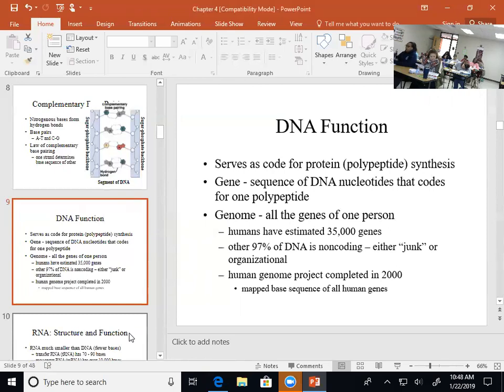Okay, so I want you to have a basic definition for genome. A genome is really all the genes of one person, so their entire cookbook. So when we think about human genomes, the Human Genome Project, when it was begun, was thought to take years and years. It ended up going so quickly because we thought we were complicated. But what we found out is we really aren't that complicated.